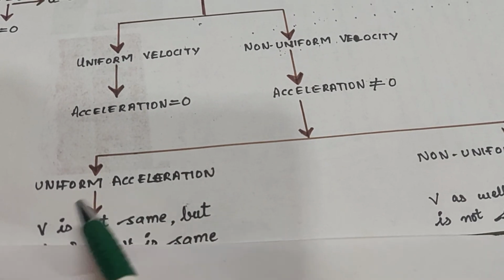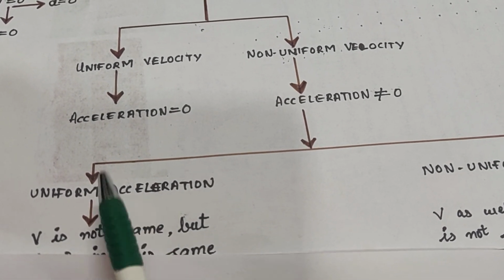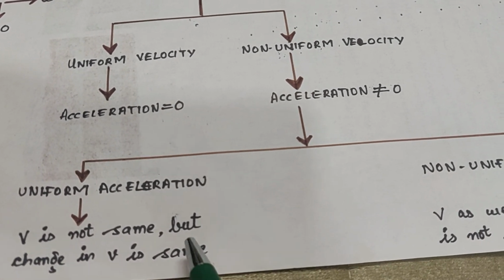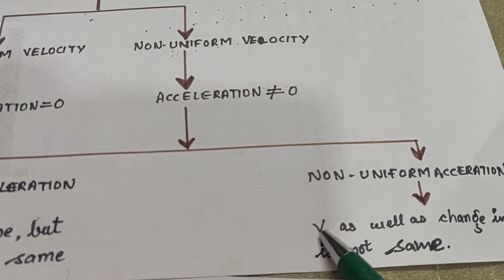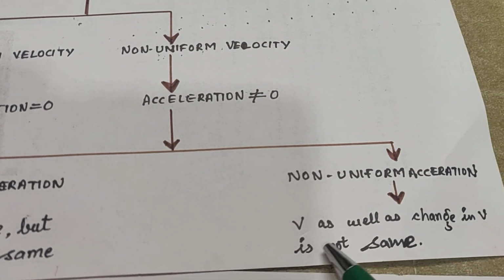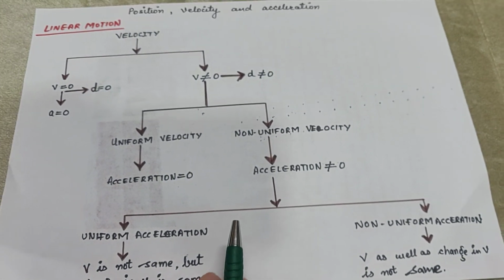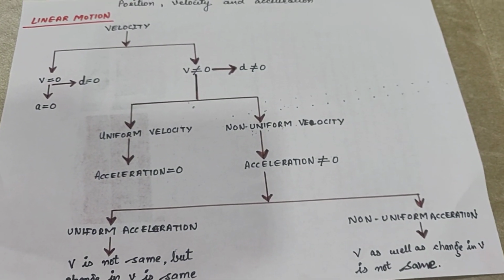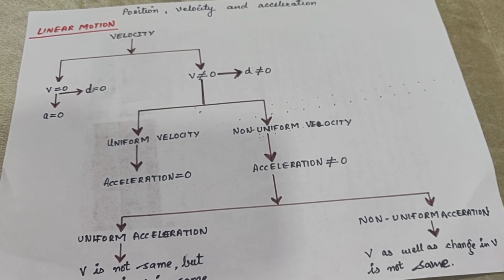So acceleration means the change in v is not zero, and uniform acceleration means that the change in v is the same. For non-uniform acceleration, the change in v will not be the same. So this is what you have to understand to analyze the data. Next we'll try to analyze the data in school.